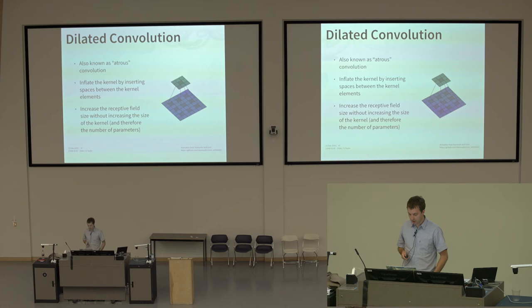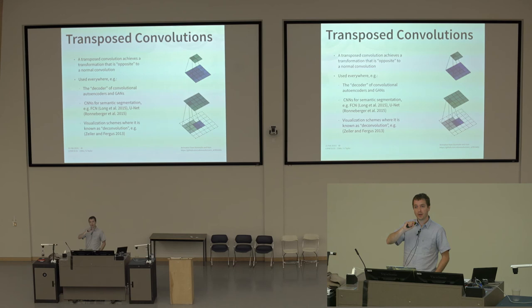Okay, and I should say, when you're doing 1D CNNs for time series, dilated convolution can be very convenient to increase the receptive field over time such that you're able to model longer-term temporal dependencies. Okay, so the last kind of convolution that I'm going to cover is something called a transpose convolution.